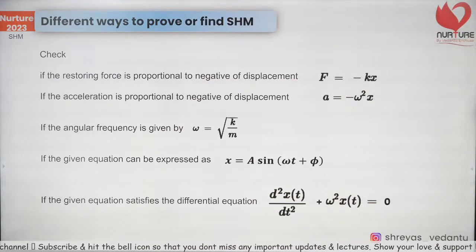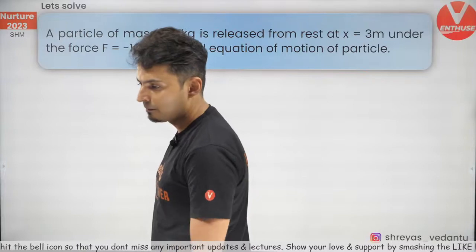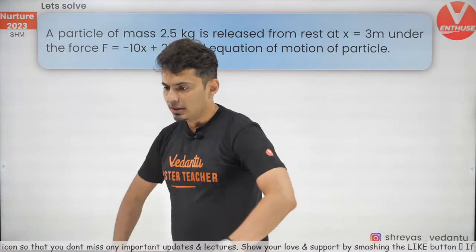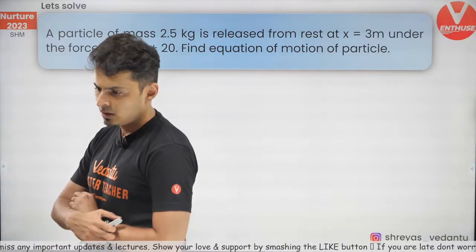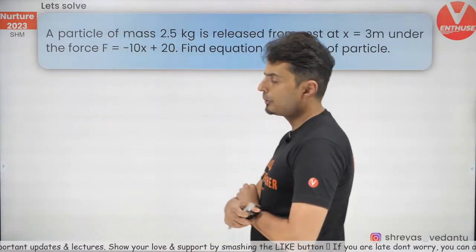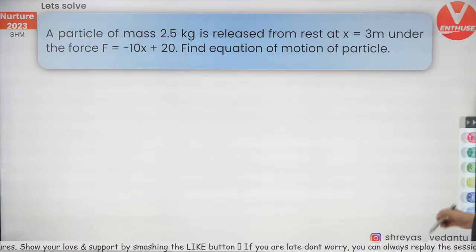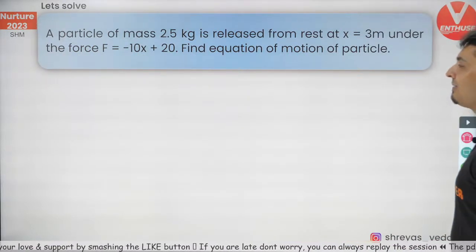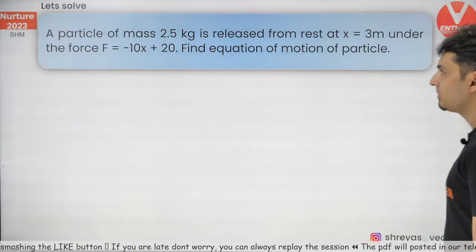Moving on to the next one. Okay, let's start solving some questions. So we have a particle. Oh, Lalitesh, you have term 1 at the end of December. Okay, interesting. Okay. A particle of mass 2.5 kg is released from rest at x equals 3 meters under the force F is equal to minus 10x plus 20. Find the equation of motion of that particle.